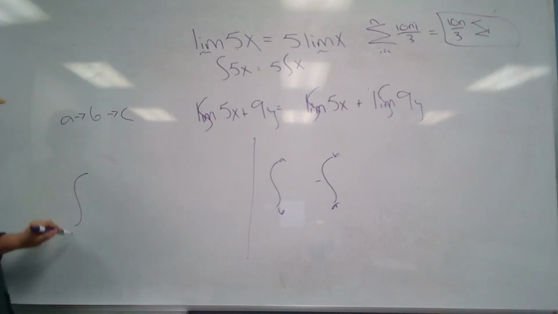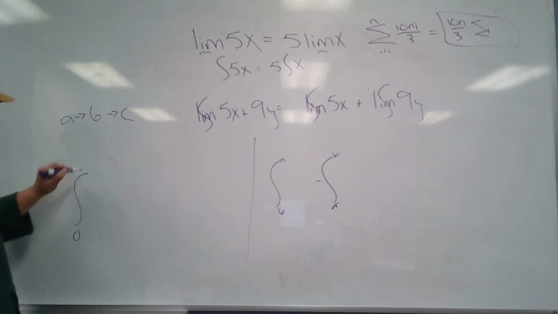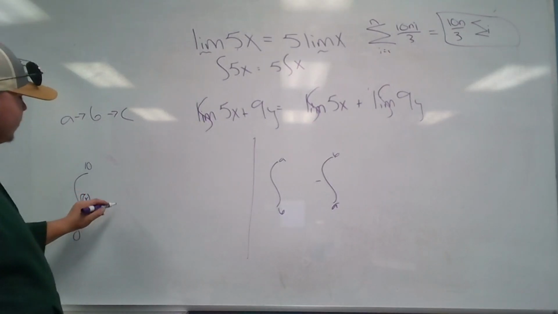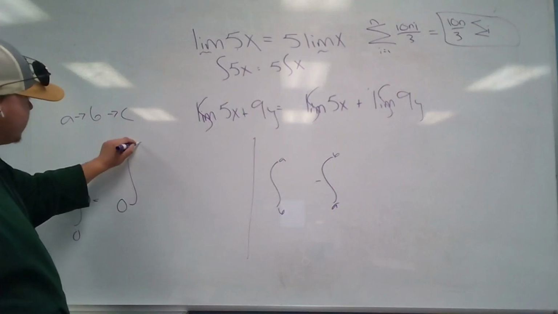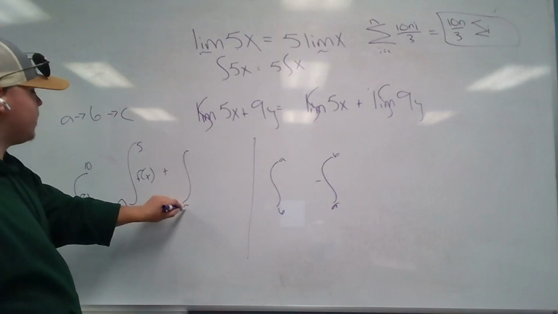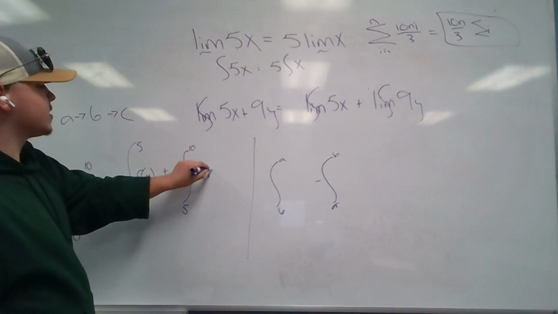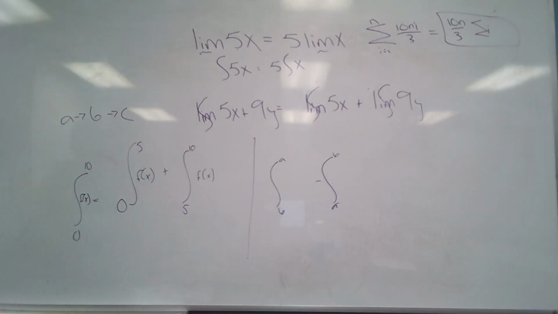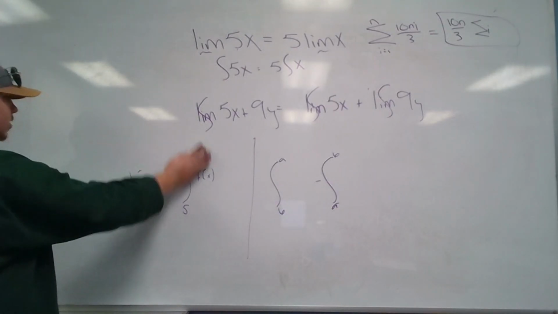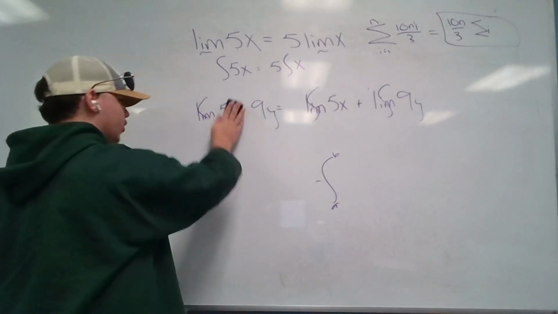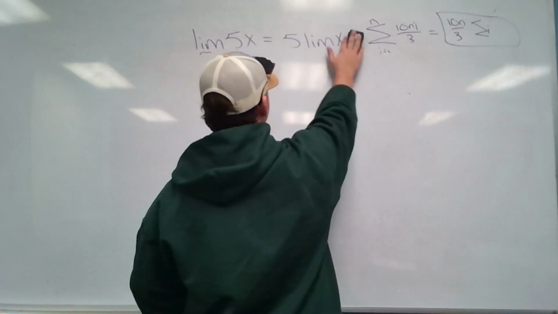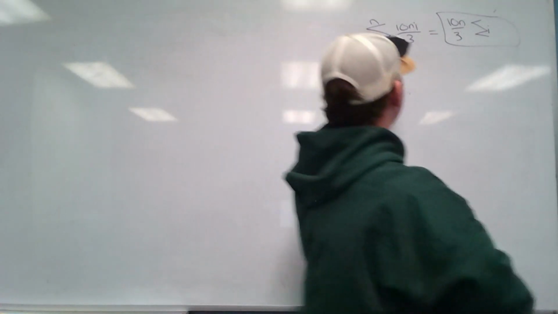So let's say we have 0 to 10 of f of x. This is equal to the integral from 0 to 5 of f of x plus the integral from 5 to 10 of f of x. Simple as that. So there are tons of different ways to manipulate them. I'm pretty sure I got all of them just now. So let's move on: how to evaluate your Riemann sum, which is the limit, the sum, and the function altogether.